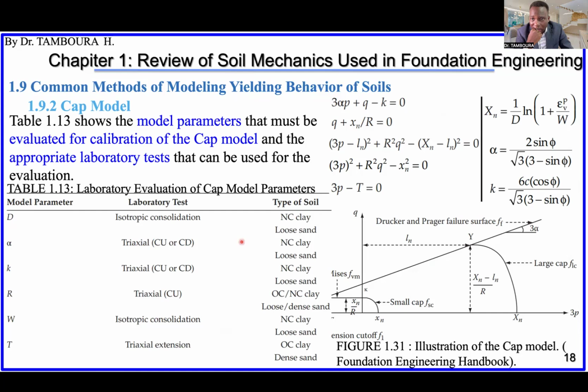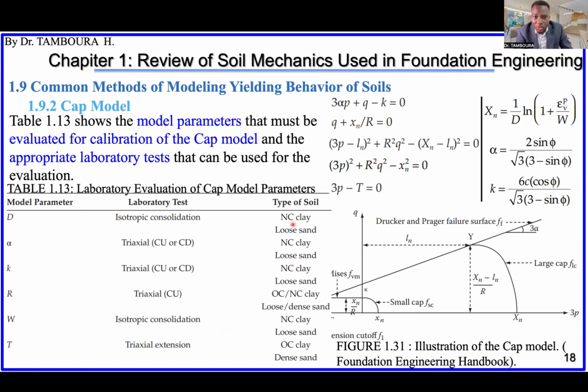So this is for normally consolidated clay or loose sand. Kappa, R, W, and T. T is just normal. This is like traction, the maximum traction force the soil can support, which is small. So all types of soil are here, the corresponding lab tests and the soil parameters that are here. T is here. W, you can see W here. R is used in both, the large cap and the small cap.